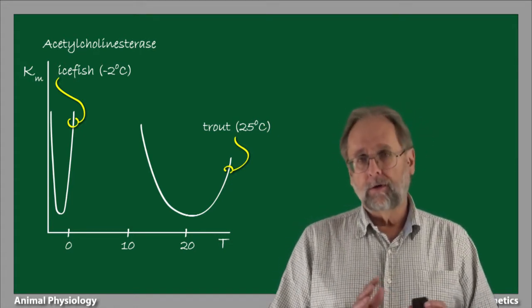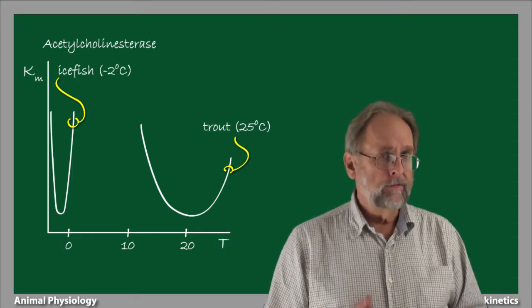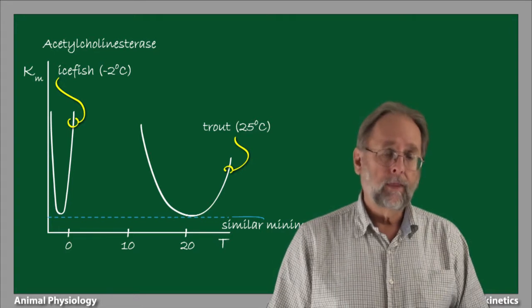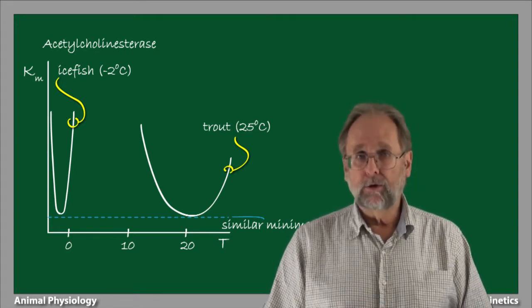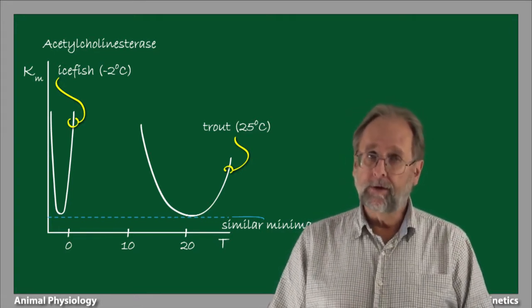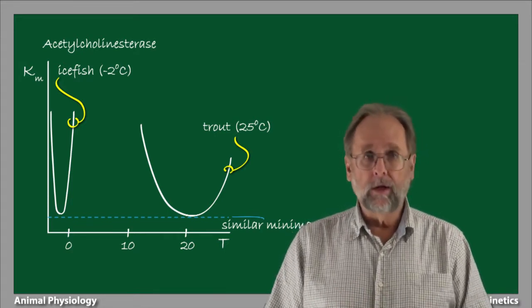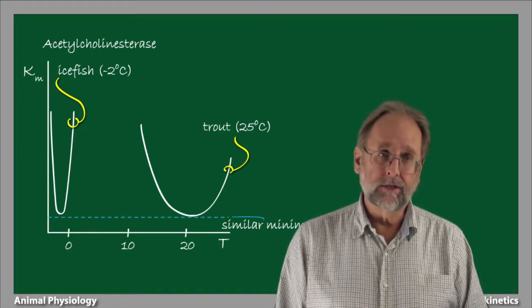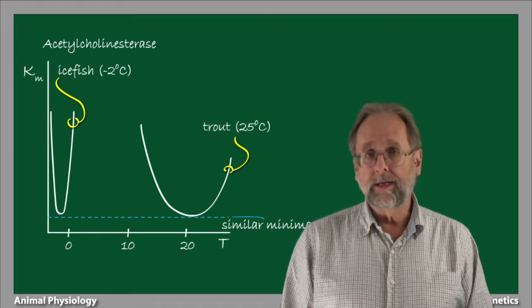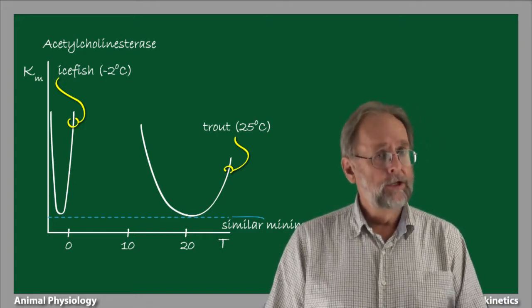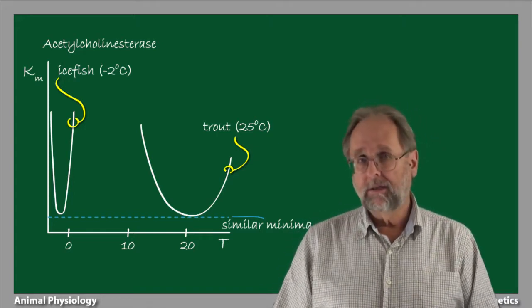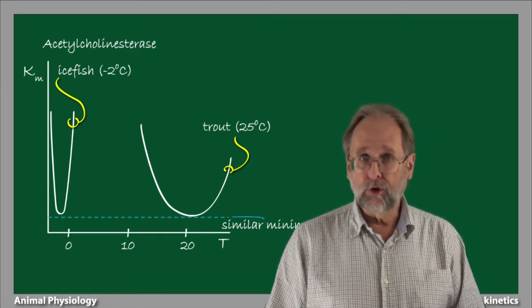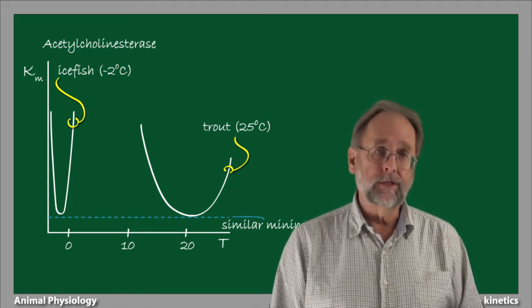There are two things to note about these two curves. The first is how similar the minimum Michaelis constants are for both fishes. What this means is that the acetylcholinesterase for a trout at 25 degrees Celsius works just about as well as the acetylcholinesterase for that ice fish at -2 degrees Celsius. Given the role that this enzyme plays in nervous function, this helps explain in part why ice fish can perform perfectly well at cold temperatures, in fact, as well as trout can at 25 degrees Celsius.